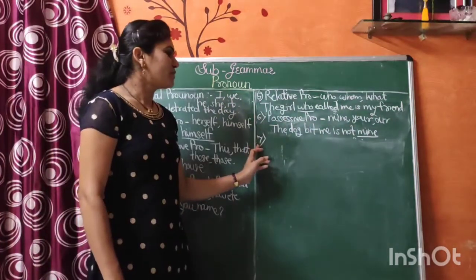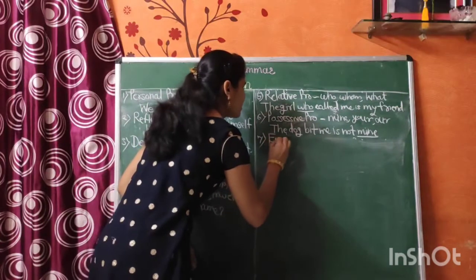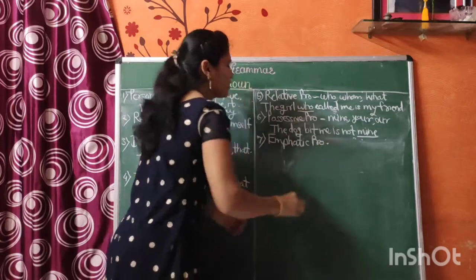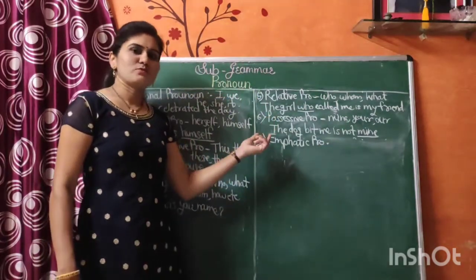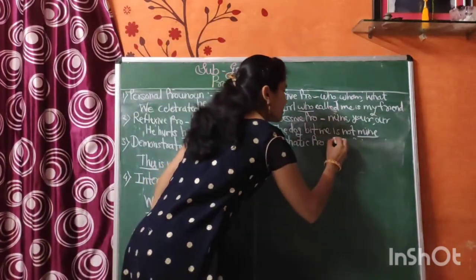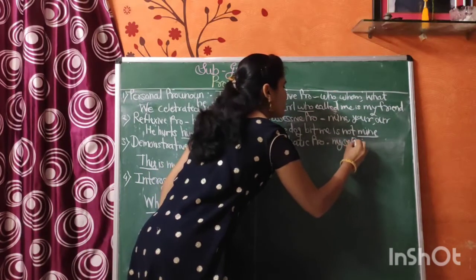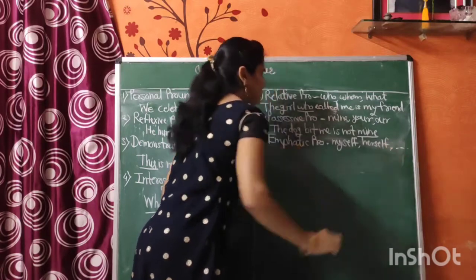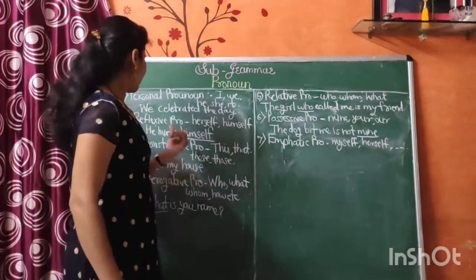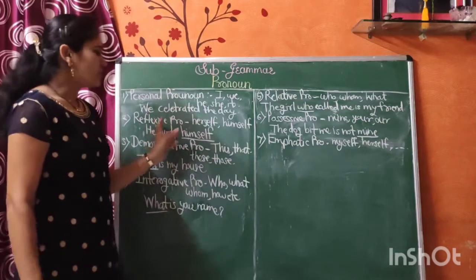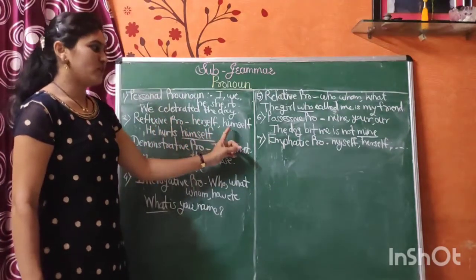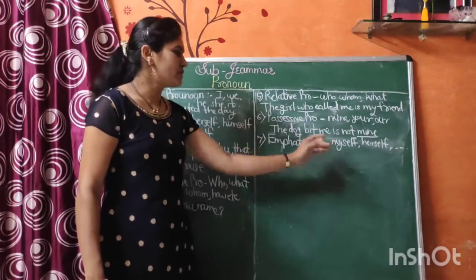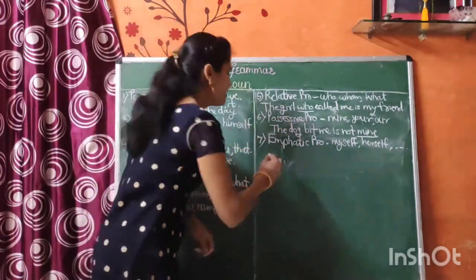The next type of pronoun is emphatic pronoun. Emphatic pronouns are used to emphasize a subject. For example, myself, herself, or himself. Here also, in reflexive pronoun the same pronouns are used, and in emphatic pronoun also there is use of the same pronouns. Let me clear the difference between both by giving the example.